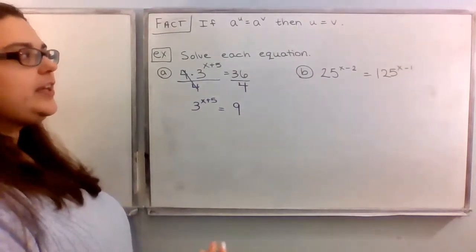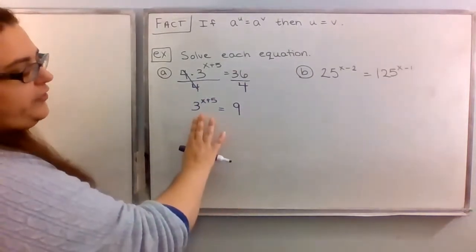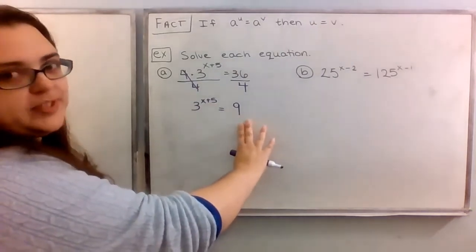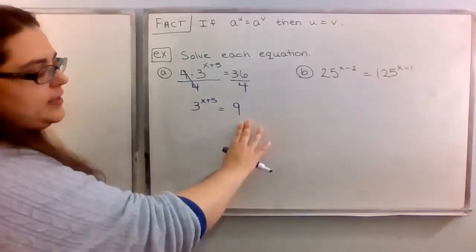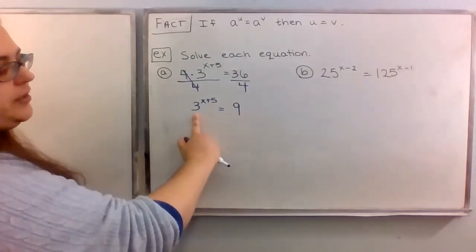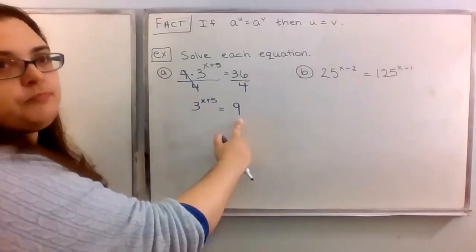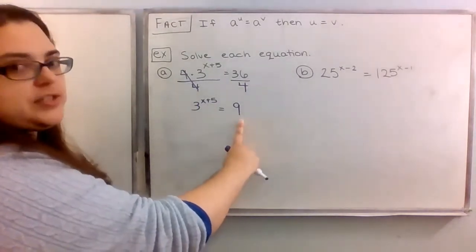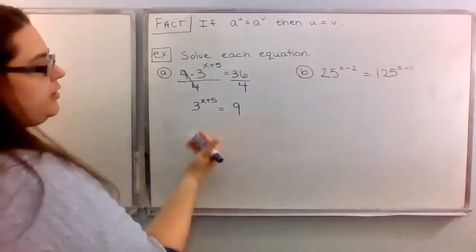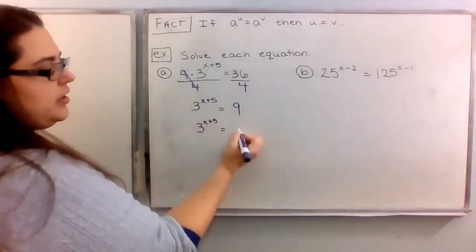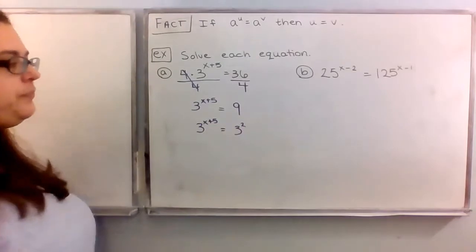Our second move is to get it in the form of exponential expression equals exponential expression, preferably with the same base. In this case, the base on the left is 3. So can we write 9 as a power of 3? Yeah, we can. 9 is the same as 3 squared. So that's going to be our next move. We have 3 to the x plus 5 is going to equal 3 squared.